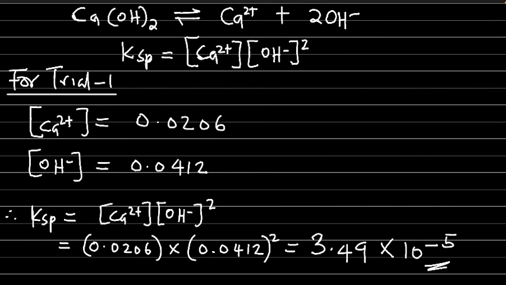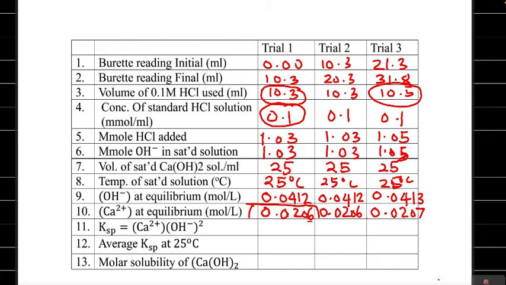Okay, so where are you going to record this? Come back to this guy. So you can see the Ksp here. So we're going to put here 3.49 times 10 raised to the power of minus 5. The same thing is going to be here because the values are the same, right? 3.49 times 10 raised to the power of minus 5. The same thing here, 3.49 times 10 raised to the power of minus 5.